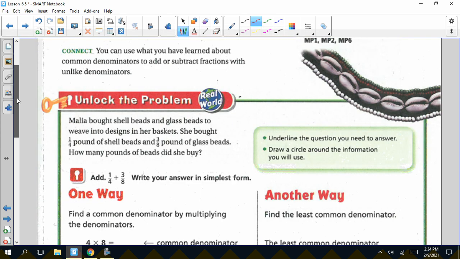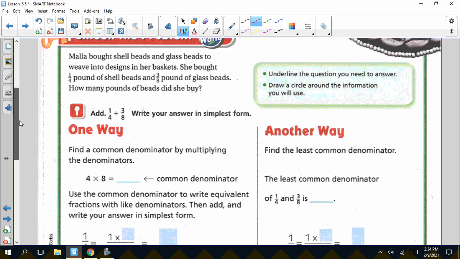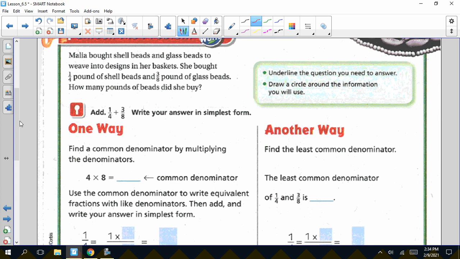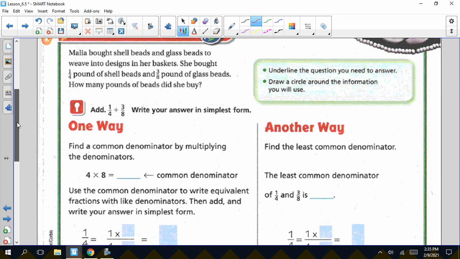We're going to start with the first question here. Aaliyah bought shell beads and glass beads to weave designs into her baskets. She bought 1/4 pound of shell beads and 3/8 pound of glass beads. How many pounds of beads did she buy? So we need to take 1/4 and add it to 3/8.